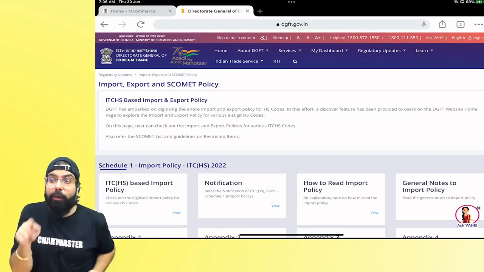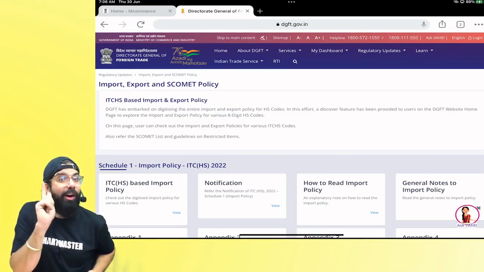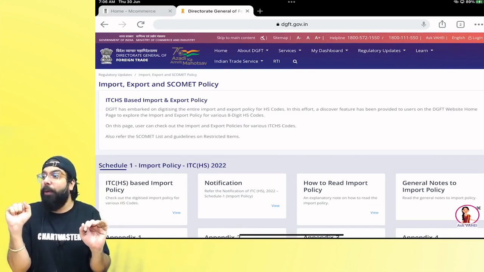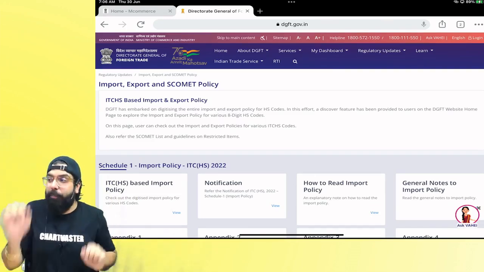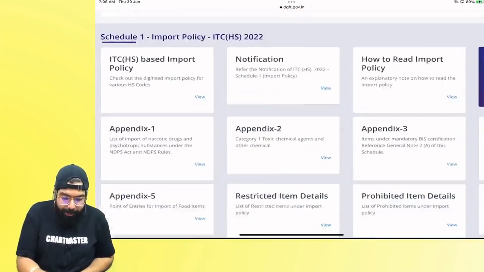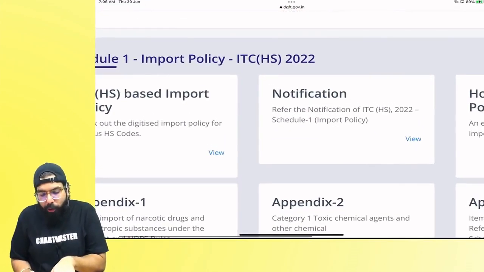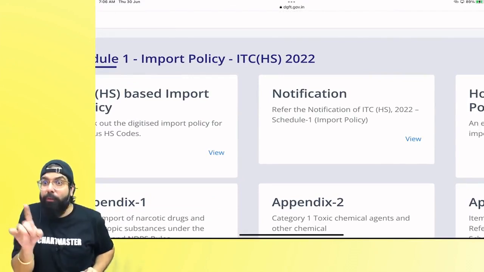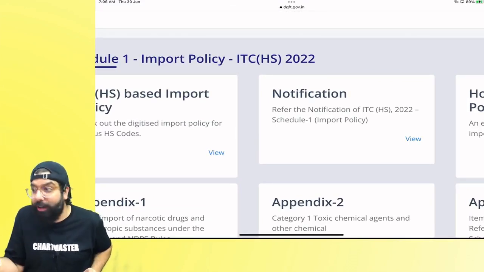But here we find out the correct classification to find out what is the import and export policy. Is it freely importable? Is it restricted? Is it prohibited? Everyone see, for an example, this is also import export code HS, but this is import export code harmonized system for telling you the policy, not the rate.